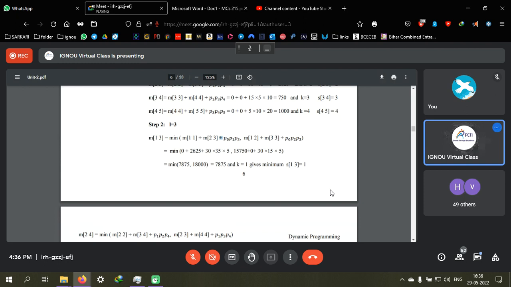After that, the difference is 2. Then you have to find the matrix also with the value 2, that means index value 2. After computing this, you have to find the minimum value from both.